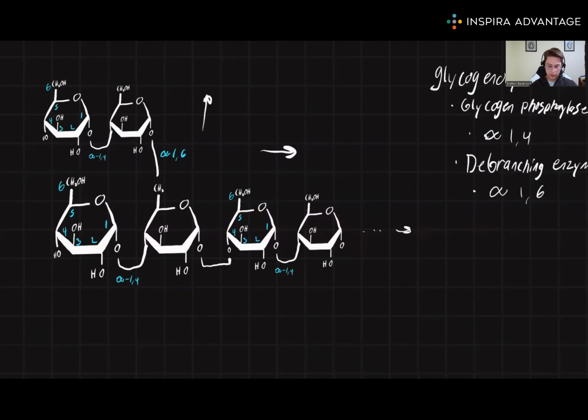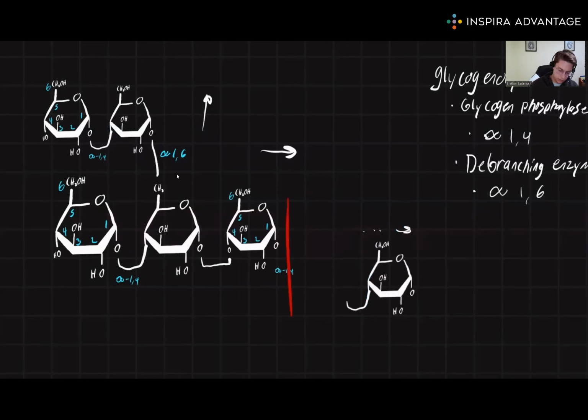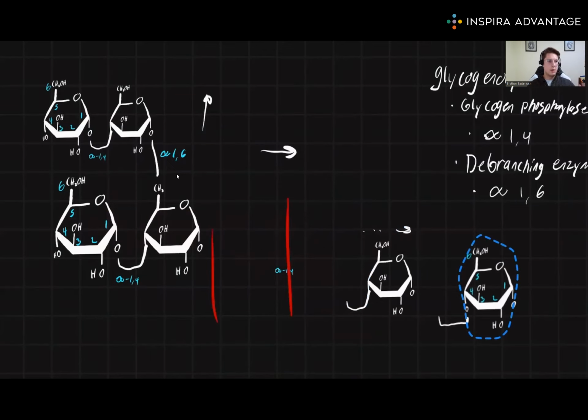So let's pretend we have glycogen phosphorylase coming through. This is going to chop up our alpha-1,4 bonds. So boom, that'll get cut off. We'll have a free glucose. Another one, boom, we'll cut that off. We've got free glucose. You can begin to see where these glucoses are going to come from.